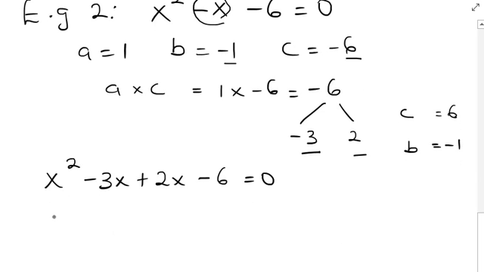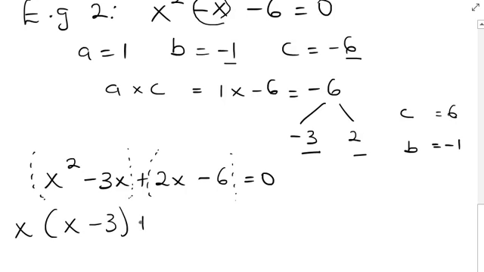Then I can factorize. What is common? Factorizing means you are breaking it up into two sets of terms. Here, what is common between these is x, so x times (x minus 3). Then plus this plus sign. What is common between these two terms? 2 is common, which is x minus 3 equals 0.